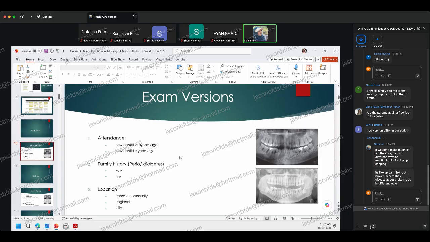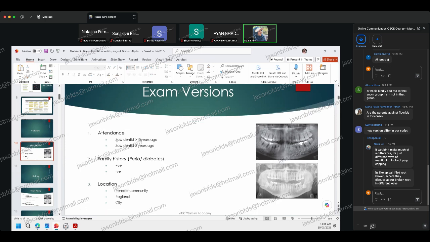Yes, in some versions, along with not seeing a GP, this patient did not see a dentist as well for over 10 years because where this patient lived, there was no facility. But there's another version where the patient says, I saw a dentist 2 or 3 years ago because I was living in a regional area and I moved to the city now. So yeah, it's not too bad now. Family history can or cannot be positive. So it really differs.